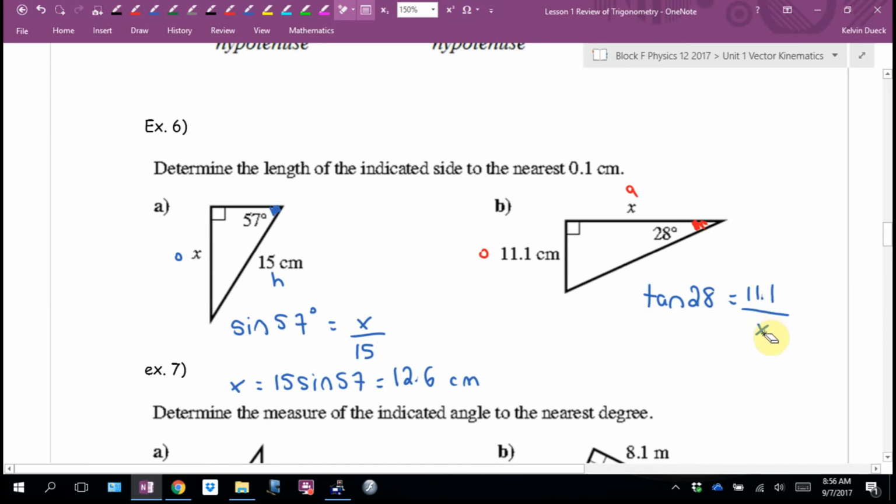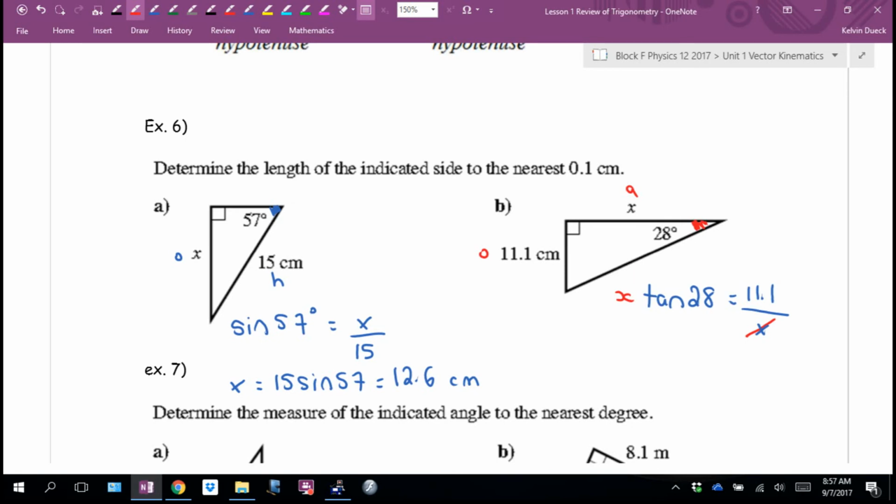Dividing by x on this side is the same as what on this side? So that's the same equation. I've changed it, but that still means the same thing. So I have x tan 28 equals 11.1. I want to get the x by itself. And I do have it on the top now, Taylor, yes? What's that tan 28 doing to the x? How will I move it over?